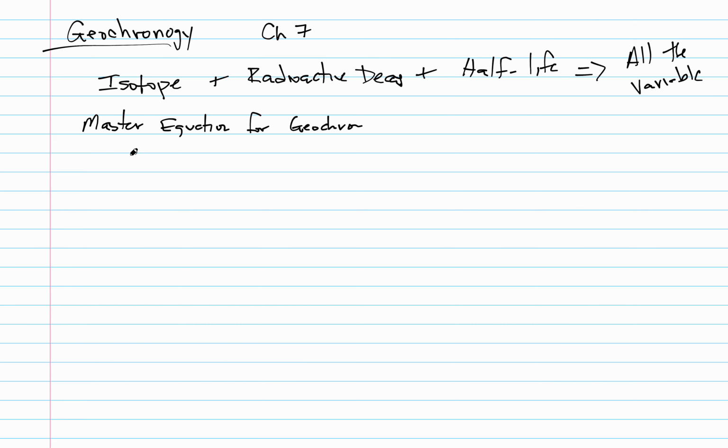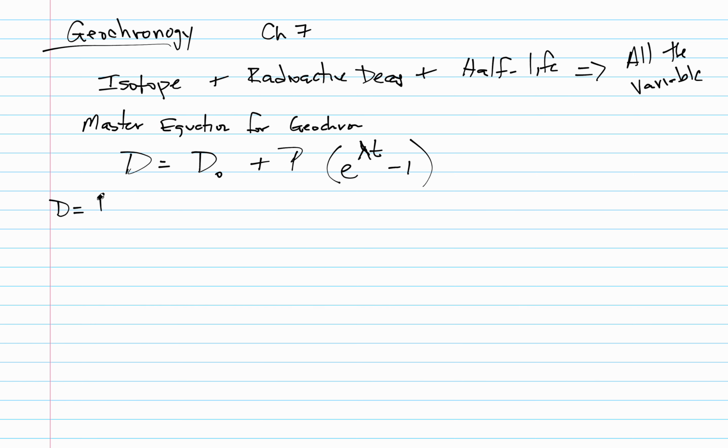And so the equation is D equals D sub 0 plus P times e to the lambda t minus 1. So this is daughter equals daughter original plus parent, P, times e to the lambda t minus 1. That's our equation. Let's define the variables.